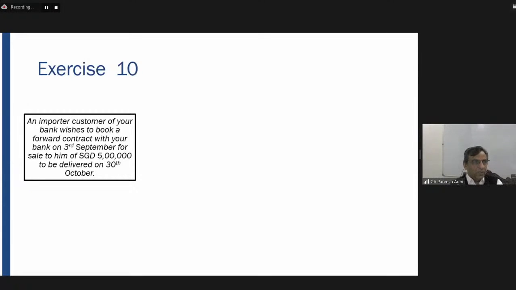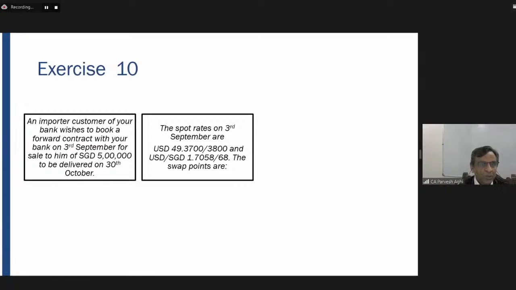So basically, this is a customer who is an importer customer. So he wants to book a forward contract with your bank on 3rd of September for sale to him of Singapore 5 lakh, because he needs 5 lakh dollars to make a payment. So he'll buy these Singapore dollars from the bank. So it will be a sale from the point of view of the bank. It has to be delivered on 30th of October. So today is 3rd of September, so he needs the money roughly 2 months from now. Okay. So this is what the question says.